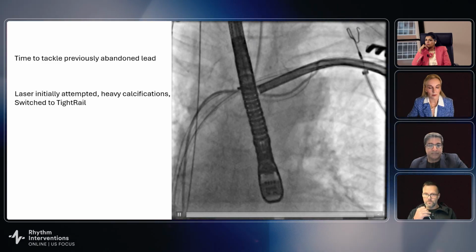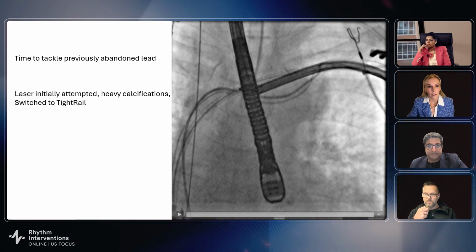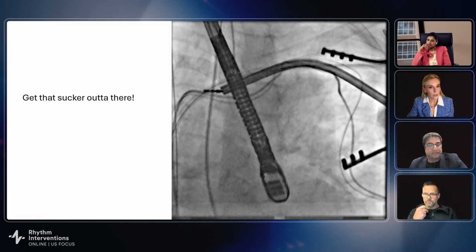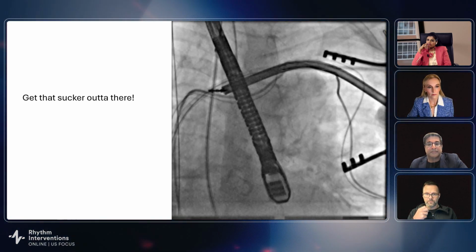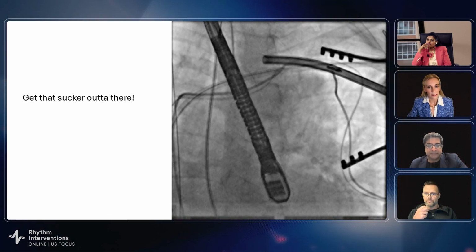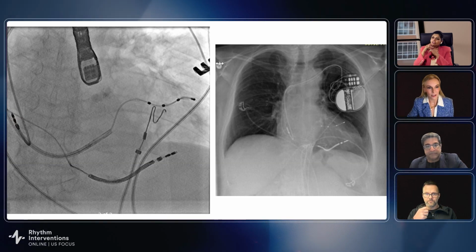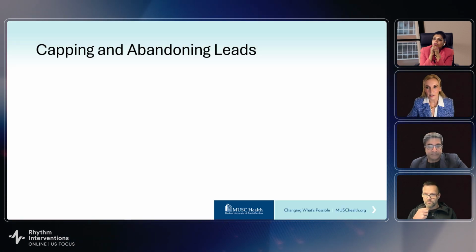I love the TightRail. TightRail is one of my favorite things. And then I think we get it in another flow store, and then we finally get that sucker out of there. So get that out of there like it should have been originally. And then got her a nice new LV lead. And there is her final system.